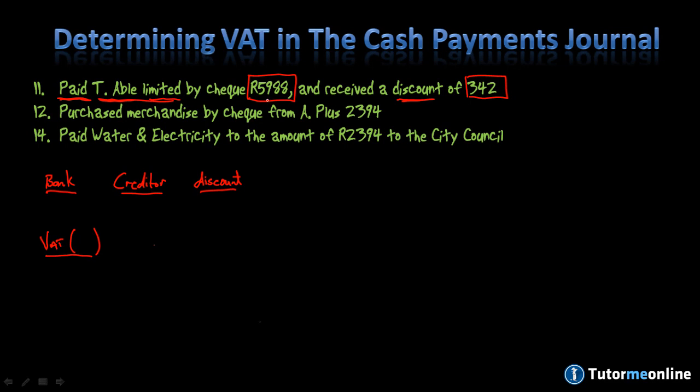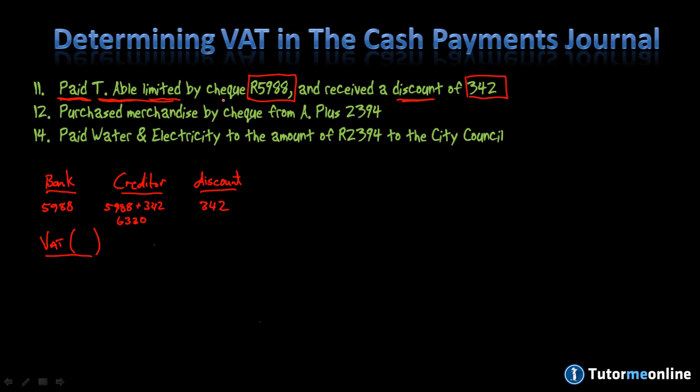So we can immediately write the amount of 5988 into the bank account, because that was the physical amount of money that left our bank account. Then we need to determine what the amount was that we initially owed the creditor, because the creditor gave us a discount on the payment of the amount of 5988. So the original amount would then, of course, be the 5988 plus the 342 discount that we received, which then gives us an amount of 6330. Then our discount was 342, and then we need to determine whether this was VAT input or output.